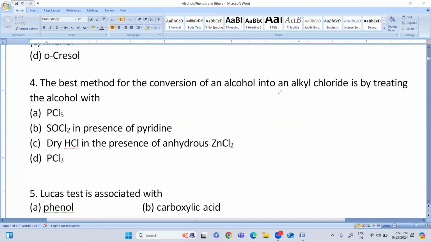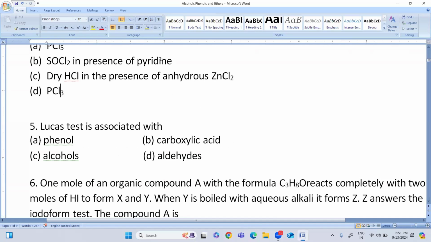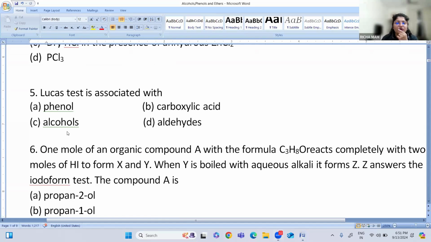Lucas test is associated with: A, phenols; B, carboxylic acid; C, alcohols; and D, aldehydes. Lucas test is also a very important test. It is a distinguishing test. What is the Lucas reagent? Concentrated HCl.